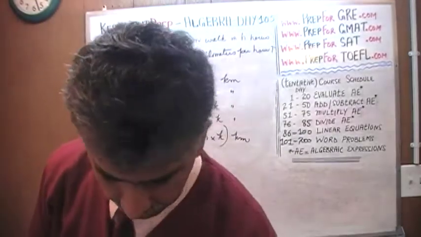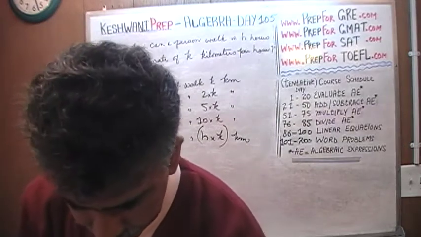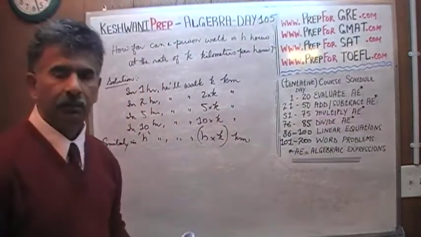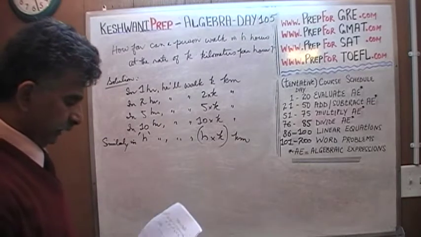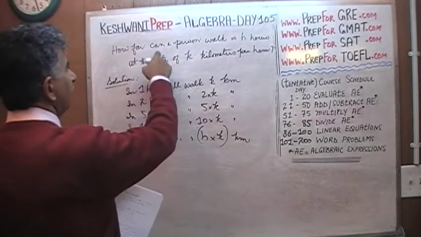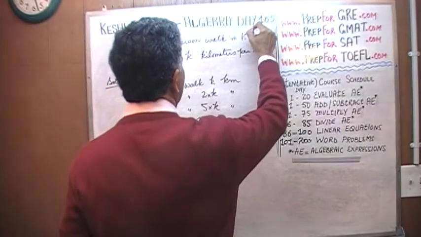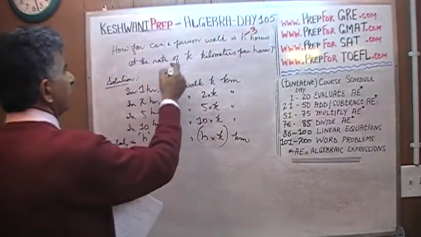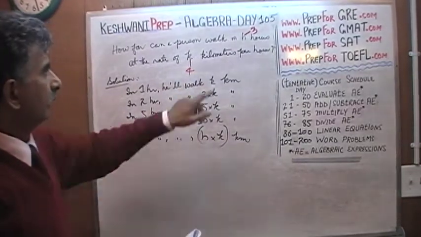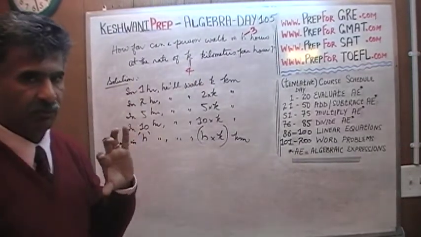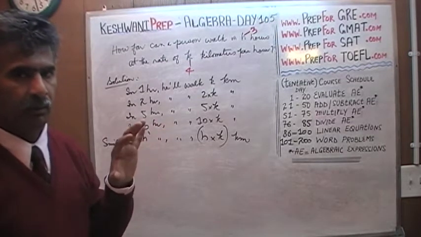If you like, we can plug in numbers to verify our answer. Just plug in anything that you like. For example, you can say, how far can a person walk in 3 hours? Let's plug in 3 for H at the rate of 4 kilometers per hour. So here we have changed the question from an algebraic question to an arithmetic question.